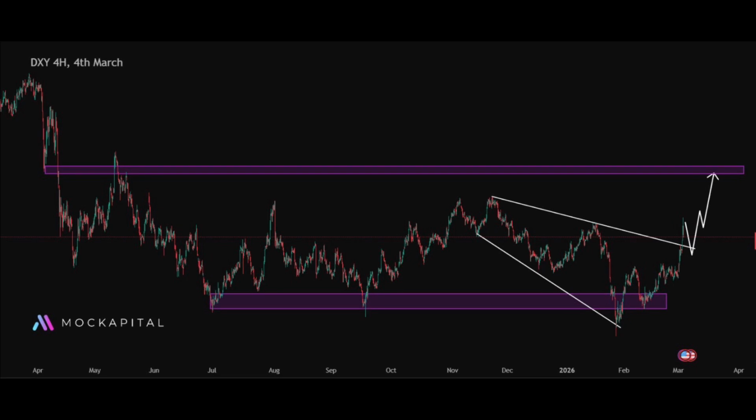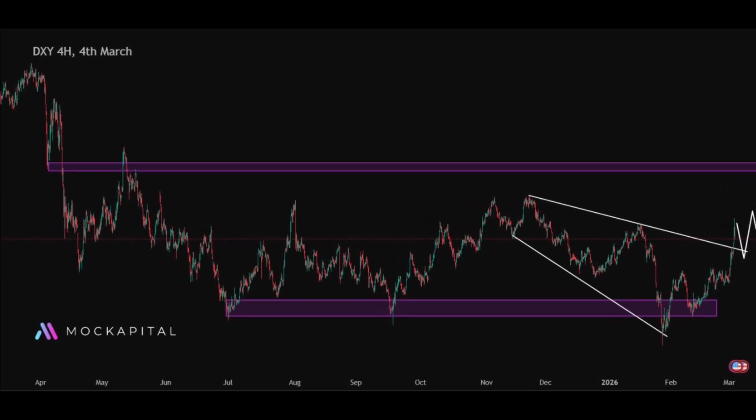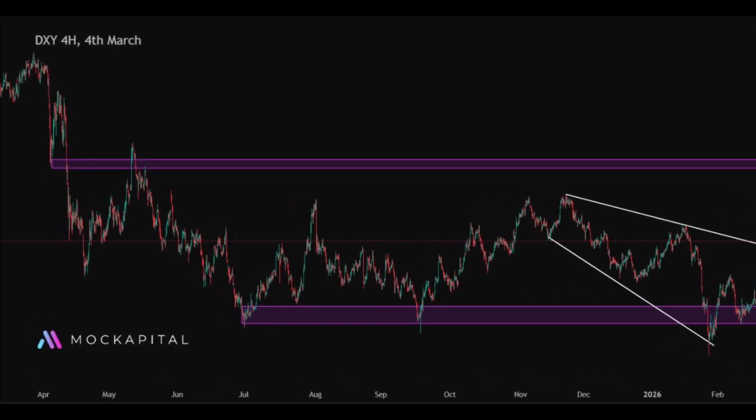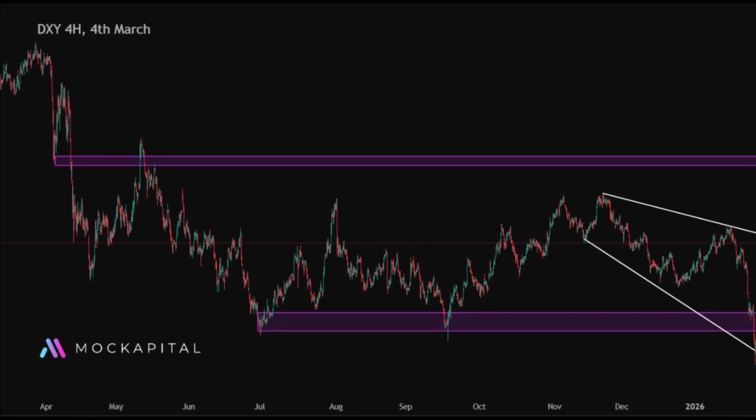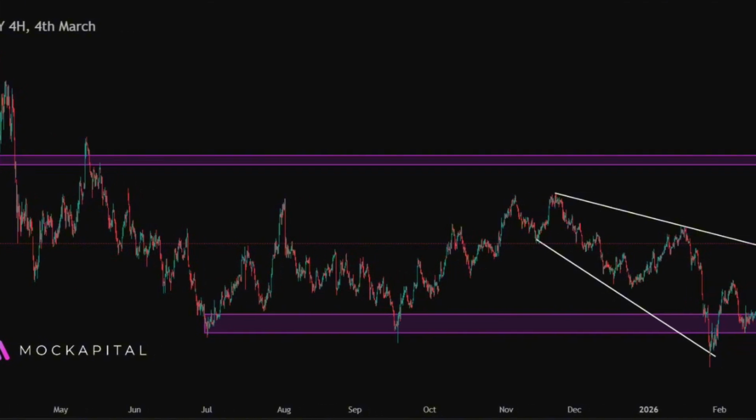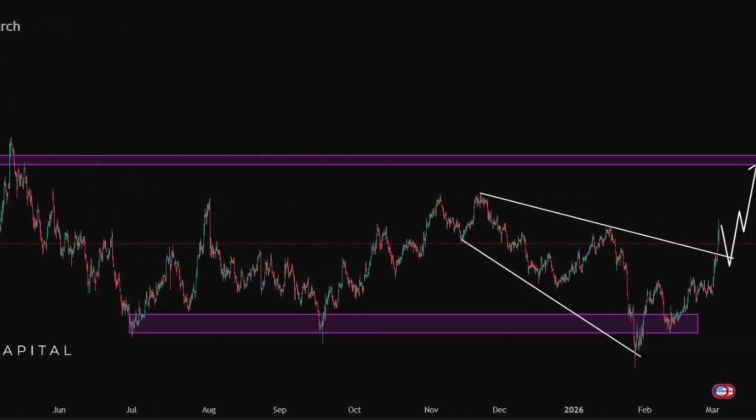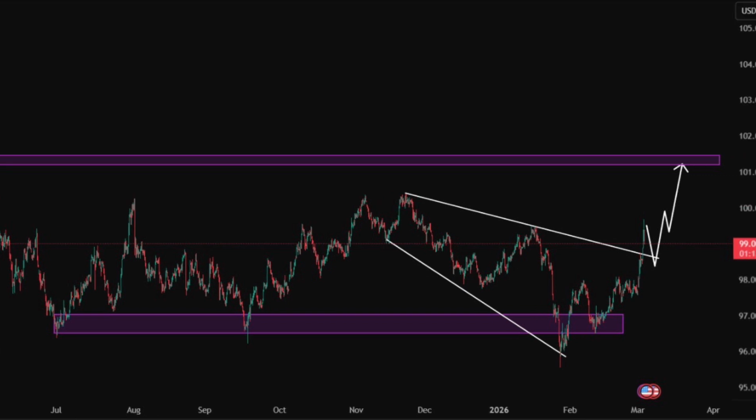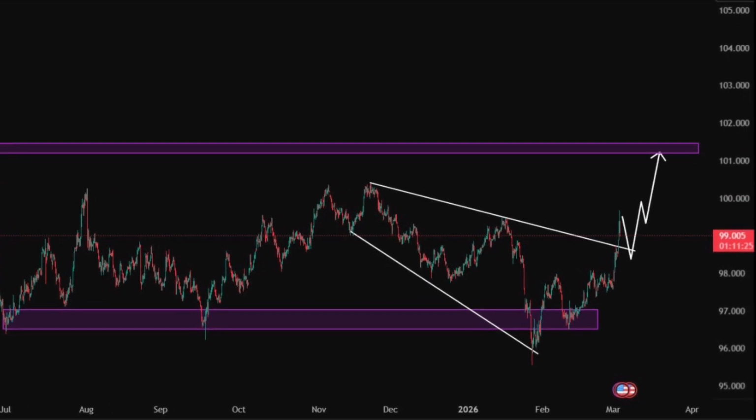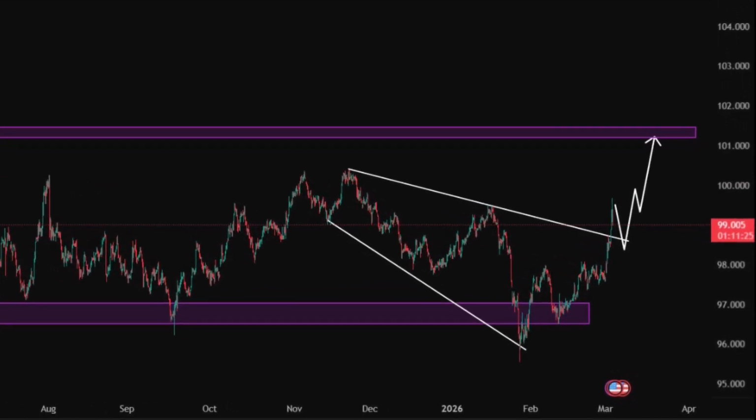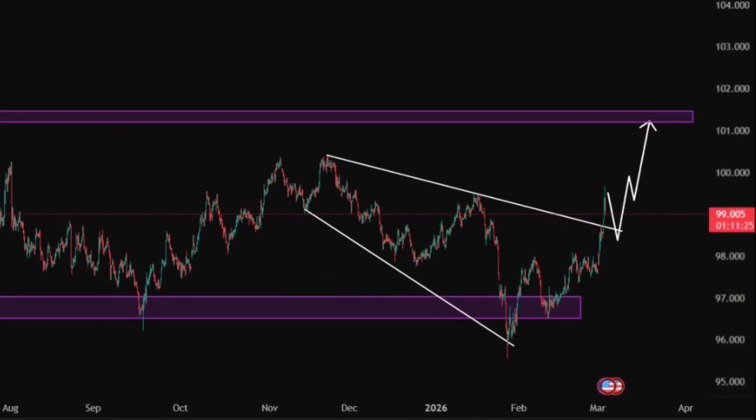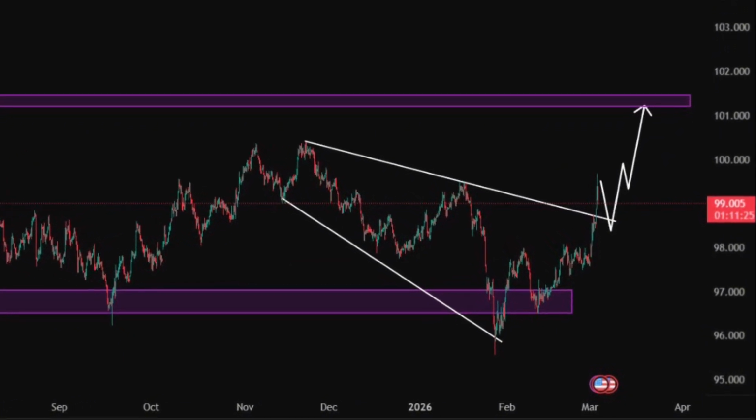Alright, today we're analyzing DXY on the 4-hour time frame dated March 4th. Now, this is interesting because the US dollar index is going through a pretty significant structural shift. After months of being capped by that descending trend line, we've finally seen a clean breakout. That trend line has been suppressing price for a while, and now it's given way.